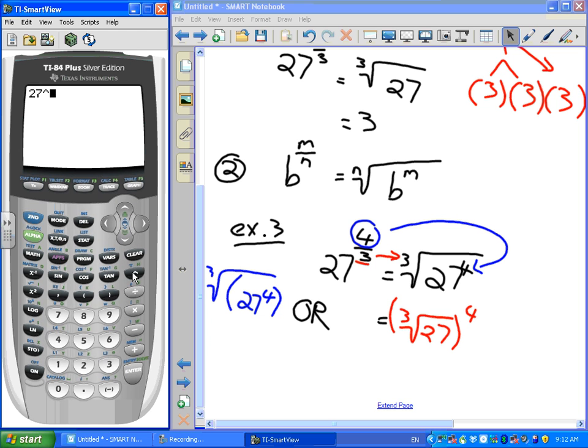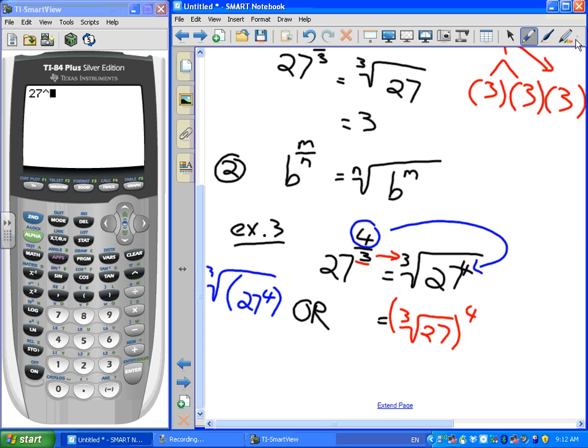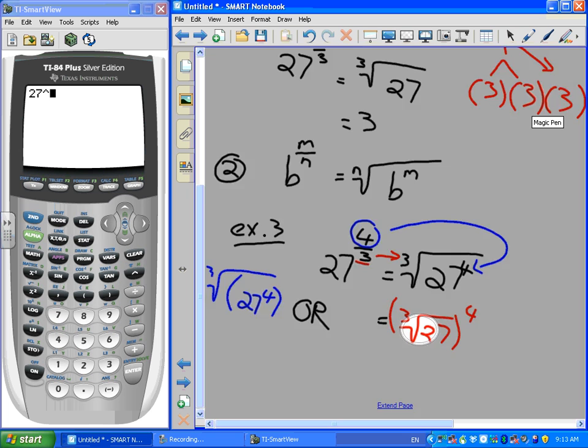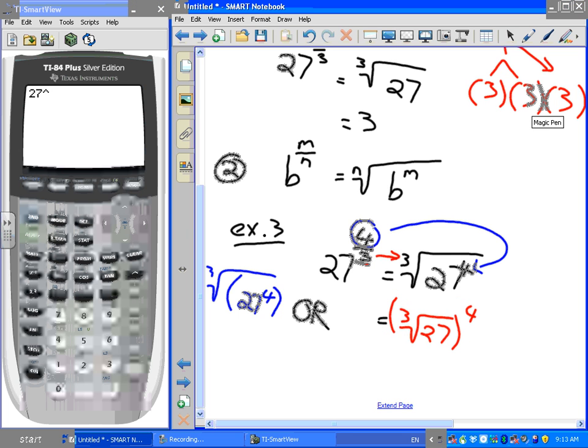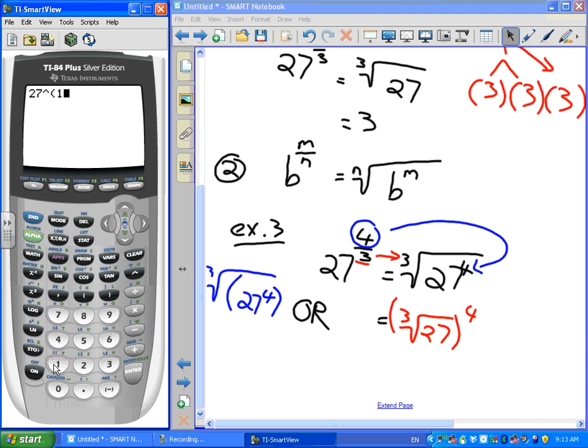First thing I'm going to do is solve for the root 3 first, okay? So that means I'm going to be looking for 1 over 3. So in brackets, 1 divided by 3, end bracket. You guys can see in your calculator exactly what you've typed out. It's going to be much easier to do this way. Okay? So this says 27 to the power of 1 divided by 3.